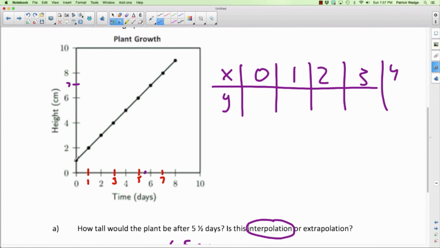At 0, it was at 1. At 1, it was at 2. At 2, it's at 3. I think we see the pattern. At 3, it's at 4. And at 4, it's at 5. That's enough. Let's stop right there.